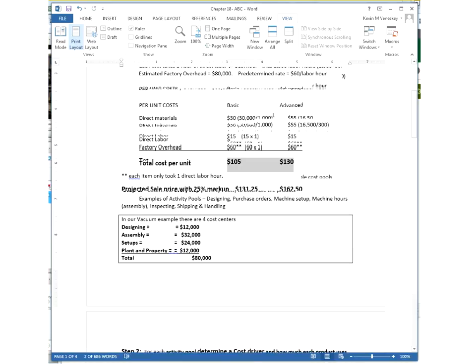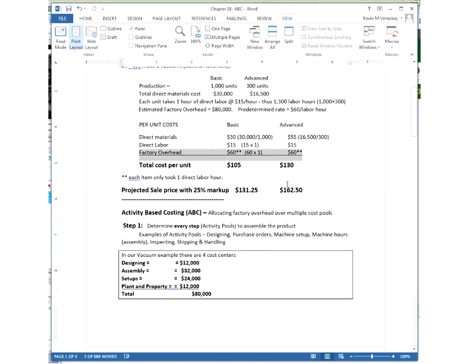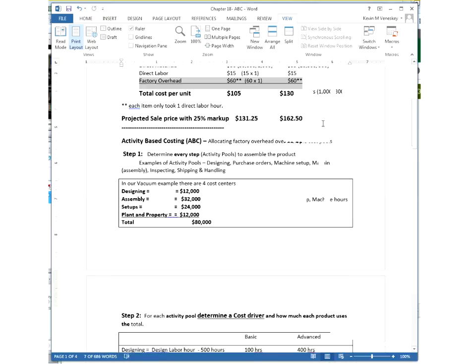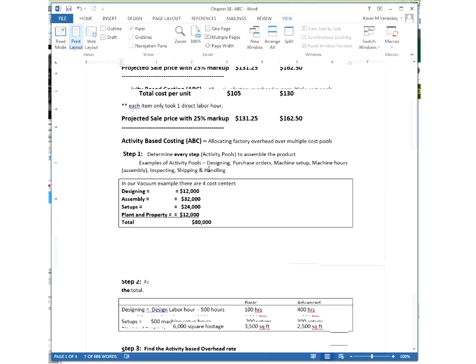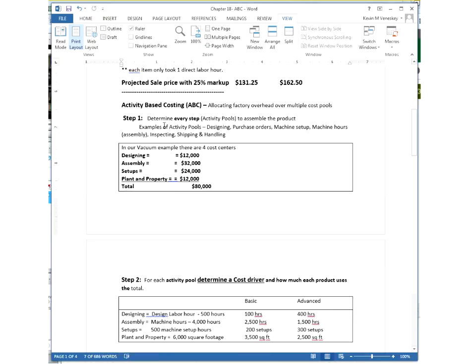Now, that's the traditional way. This right here was the traditional way. How do we allocate that $80,000? And we had decided here $60 no matter what, no matter which type we make. Well, now we think about it a little differently, and what we have to do in activity-based costing is determine how many different activities there are in making one of these vacuums. And for this one, I decided there's four different areas to make it.